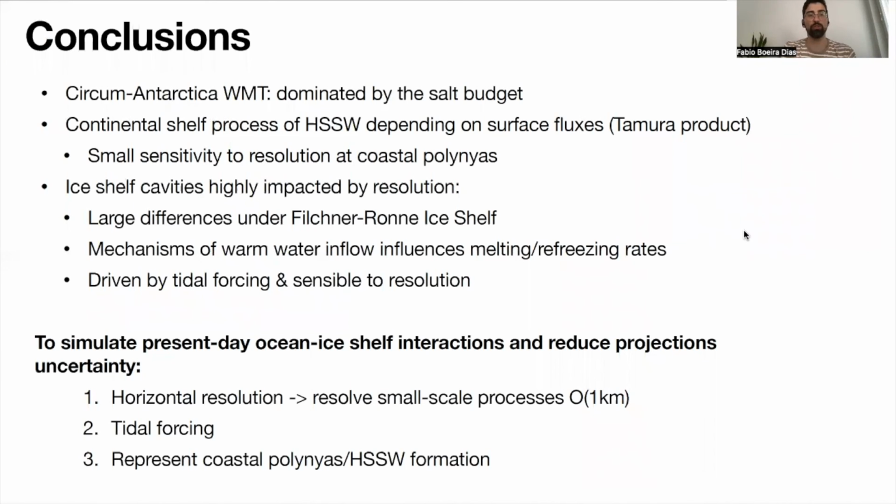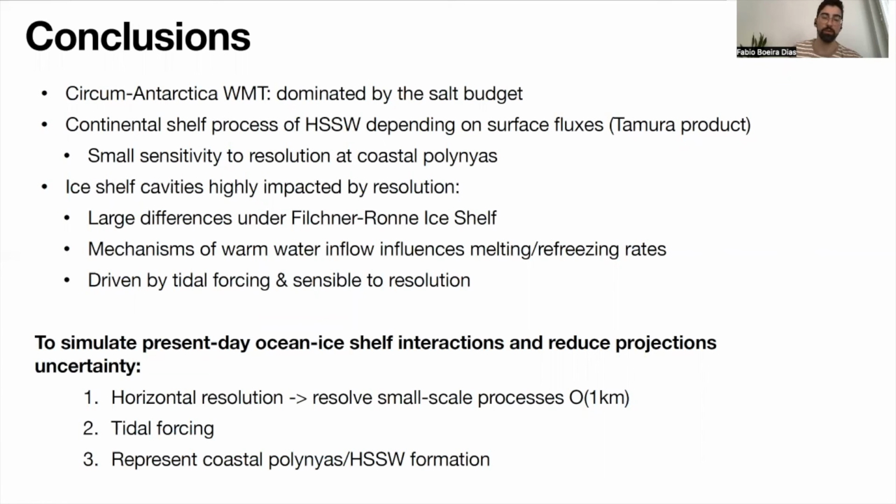Just to summarize, our results show that the circumpolar Antarctic water mass transformation is pretty much dominated by the salt budget, with very little contribution from the heat budget. The continental shelf process of high salinity shelf water formation is very much linked with the surface flux product that you use, so it shows more sensitivity to that. On the contrary, the processes in the ice shelf cavities have quite a large impact from the resolution, especially under the Filchner ice shelf, where we found this mechanism of warm water inflow, which influences the melting and refreezing rates but also impacts the rates of water mass transformation.